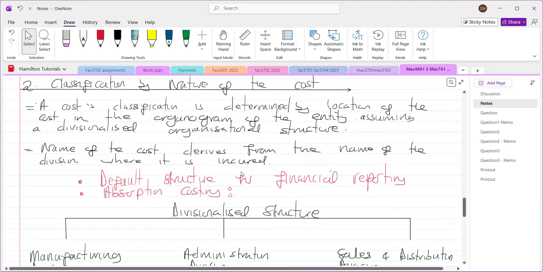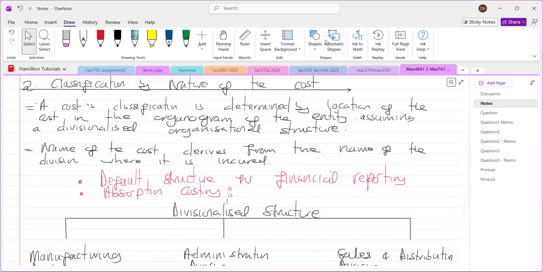Right. Any questions, good people, on the classification by cost by nature? Let's mute Makoma. Thank you. Please mute. Right. So hopefully everyone got that one right.